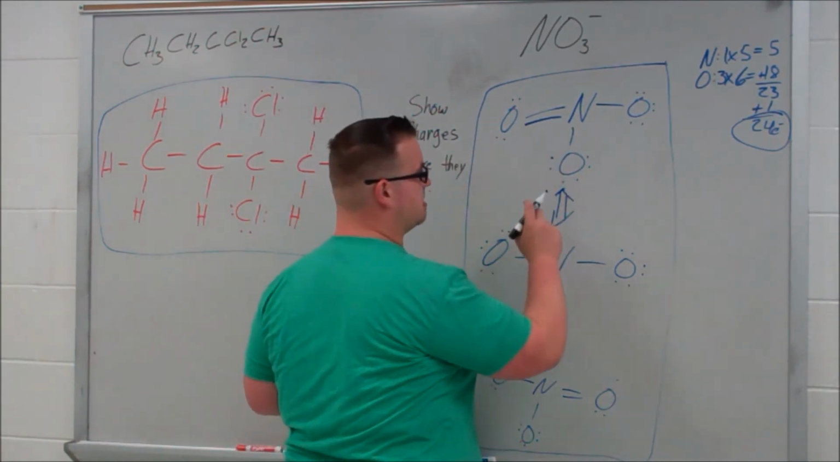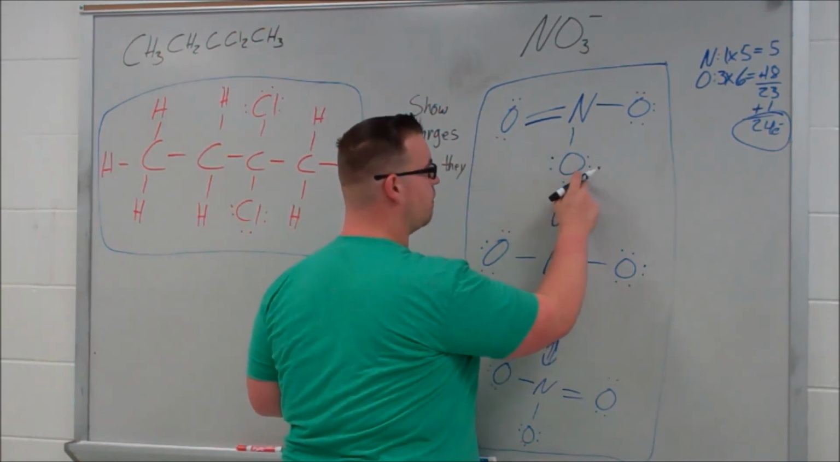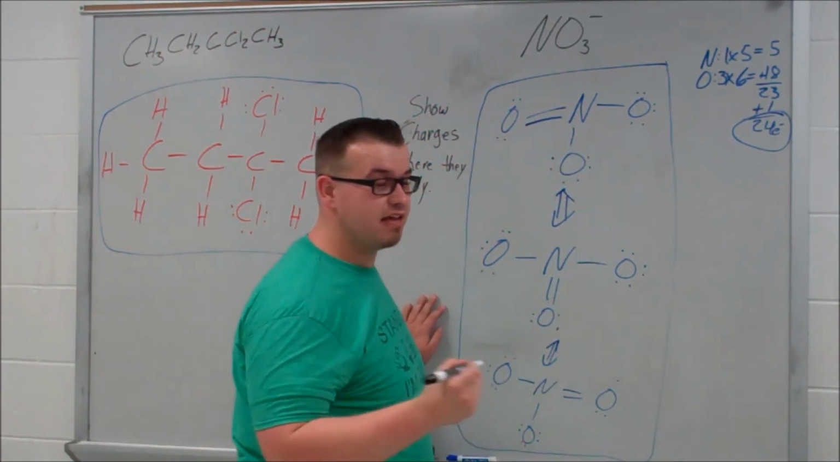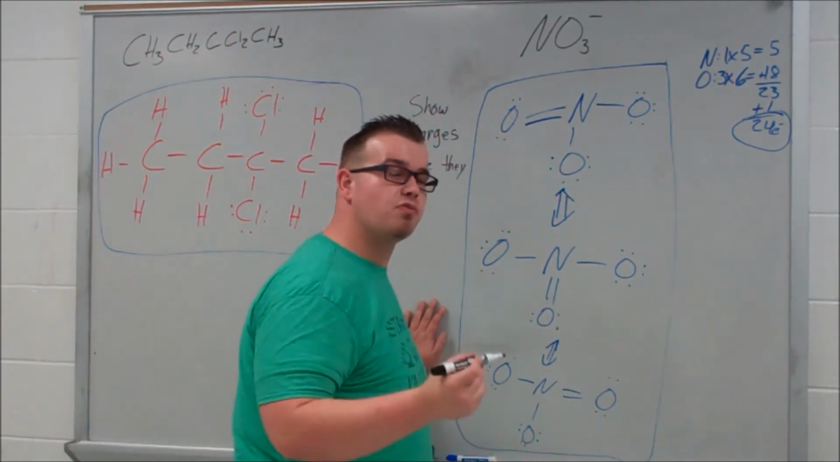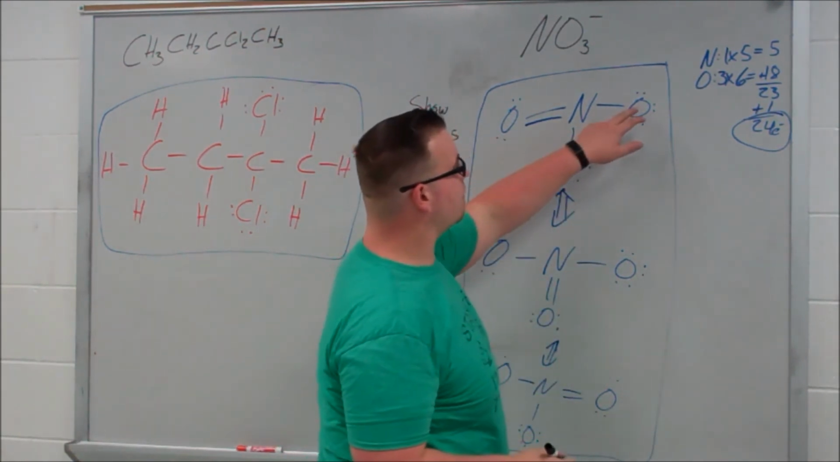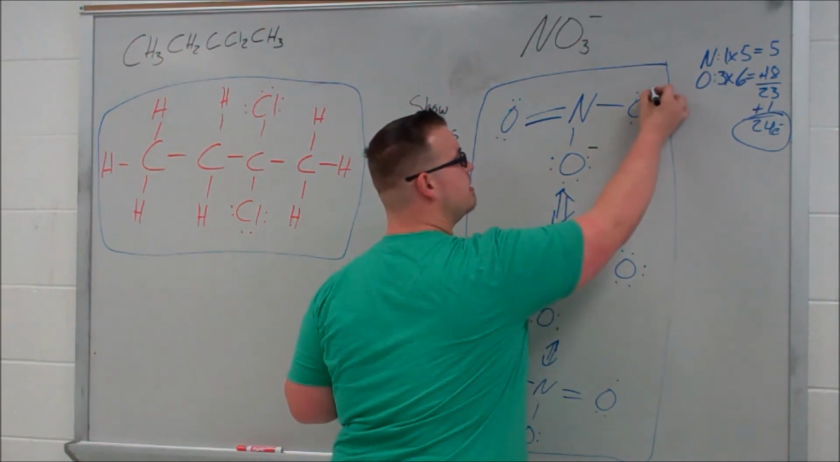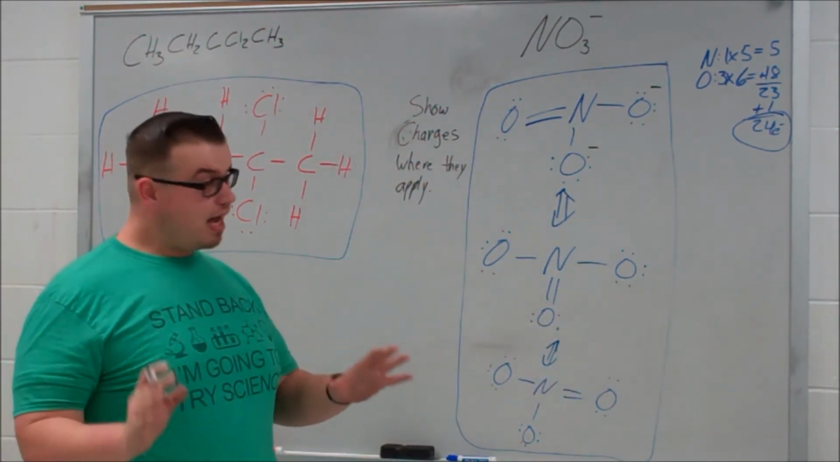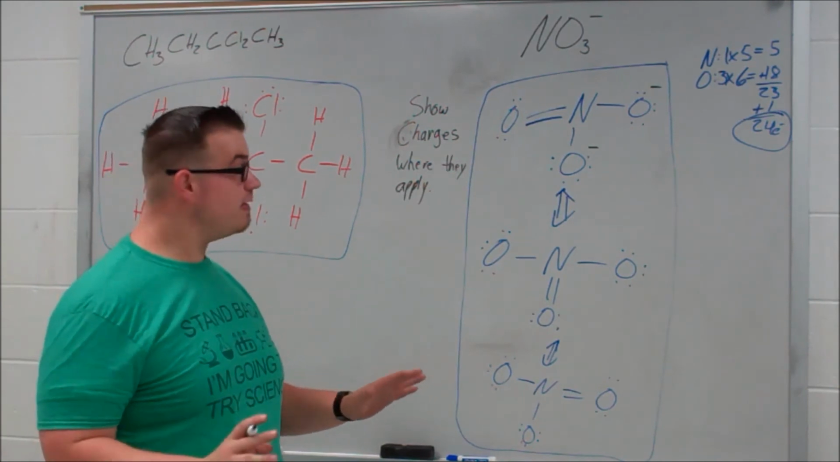So come to this oxygen. It has 1, 2, 3, 4, 5, 6, 7. It has 7 electrons, 7 valence electrons. That's 1 more than normal, so it has this negative charge. And if you count up on this other oxygen over here, it's the same thing, so it has a negative charge. Don't mess up. You're not finished.